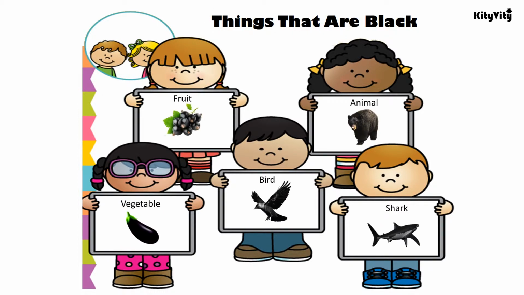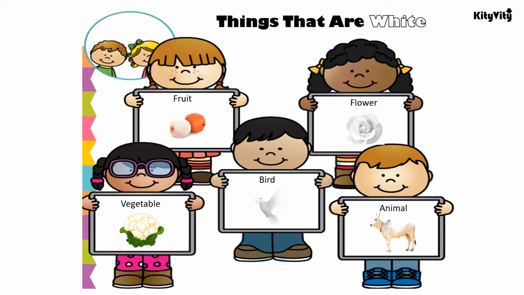Things that are black. Black fruit. Black bear. Black vegetable. Black crow. Black shark. Things that are white. White fruit. White rose. White vegetable. White bird. White cow.